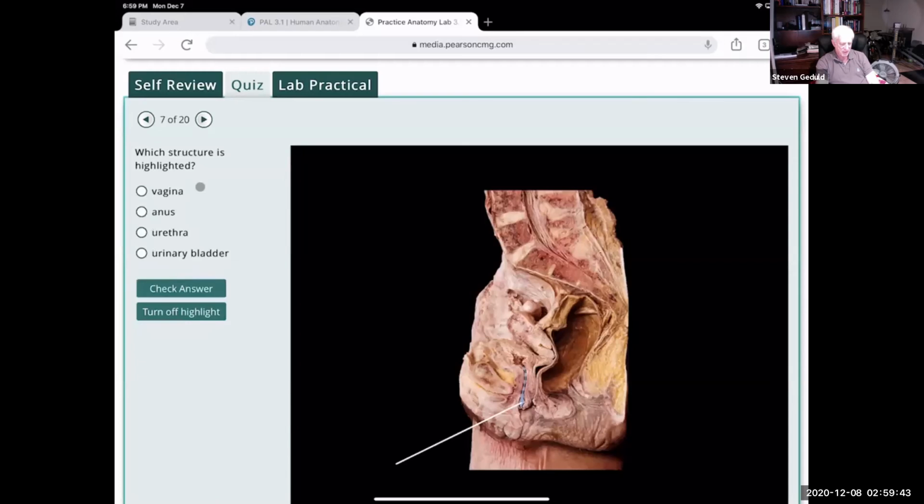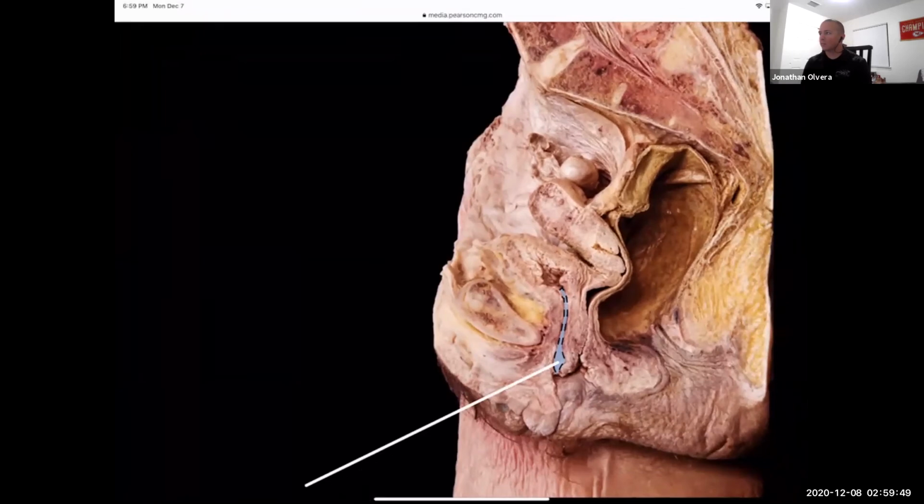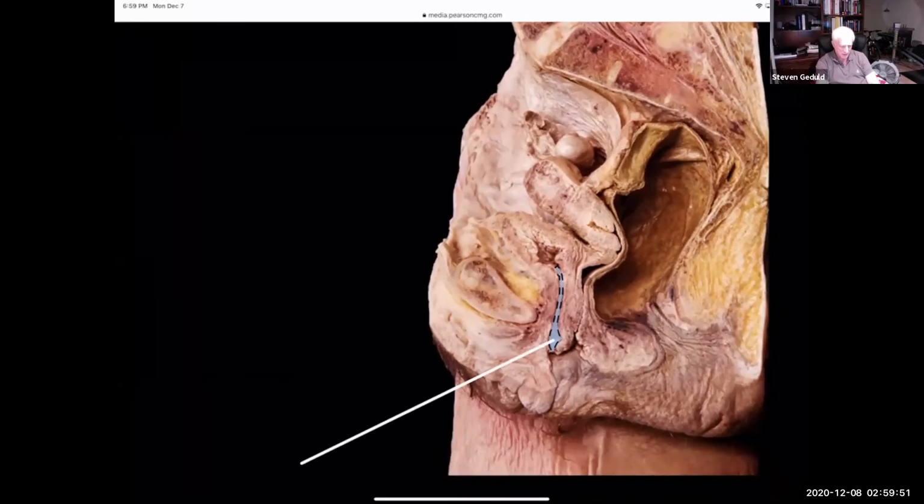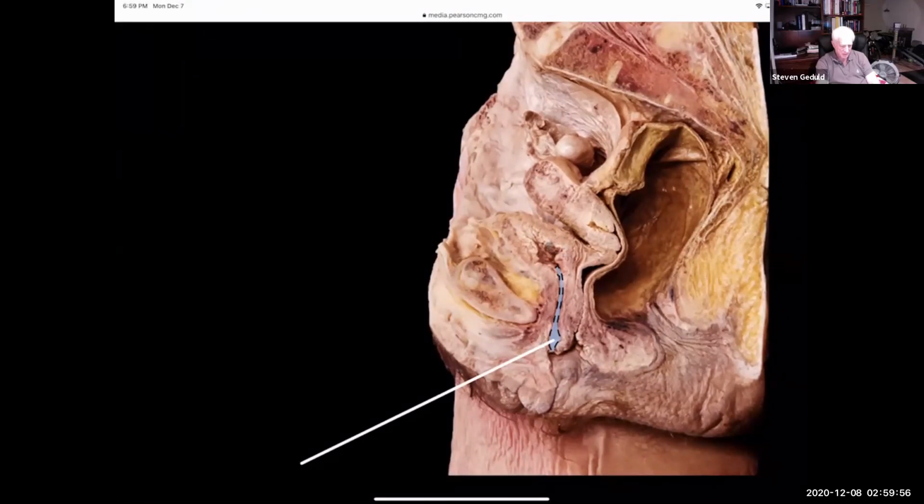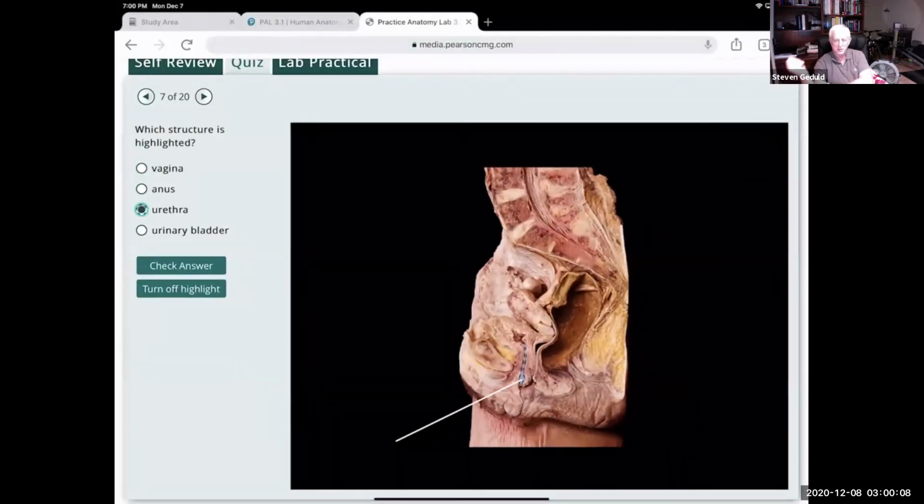And which structure is highlighted here? This is the urethra. Okay, yeah, because here's the vagina. Here's the vagina over here. This is the urinary bladder, and that feeds down to the external opening. And this is the vaginal opening right here. So that's a urethra. And remember, the females have only one; the urethra is only one section. That's a urethra. Males have three sections in their urethra.